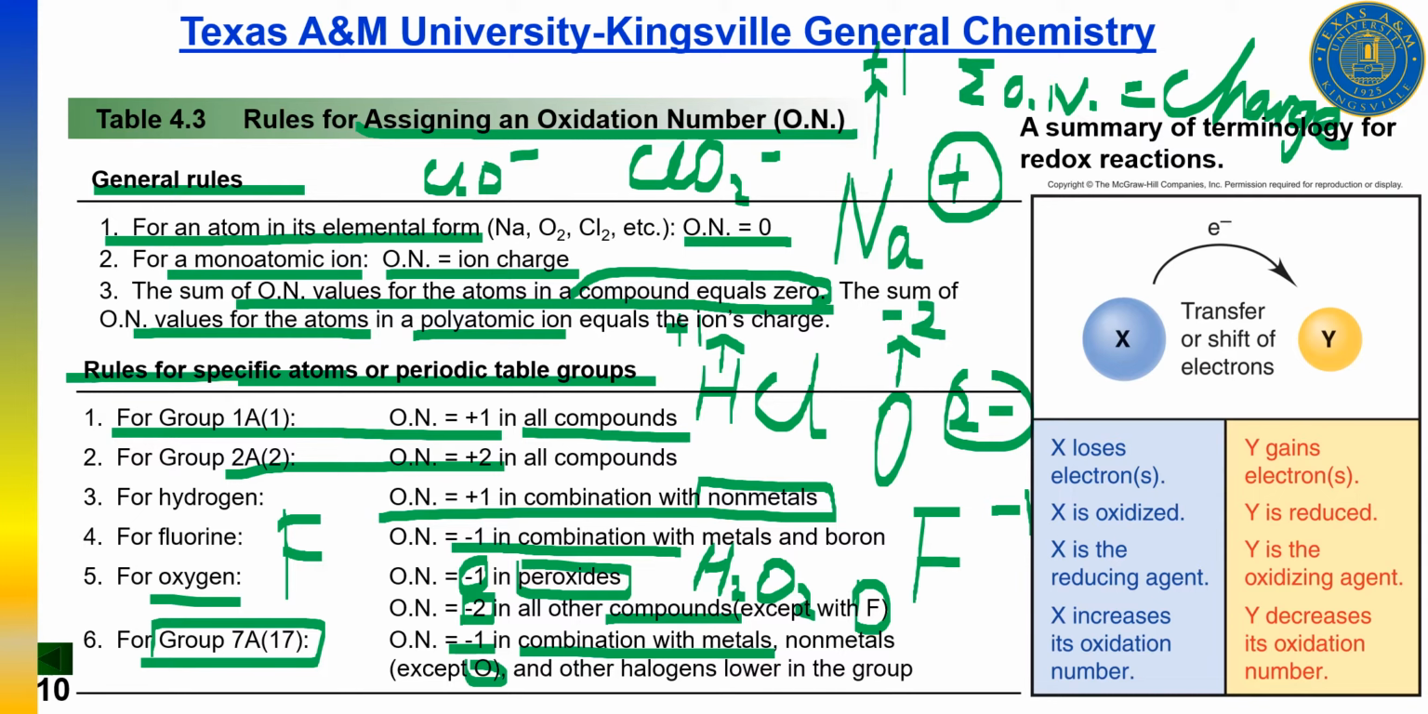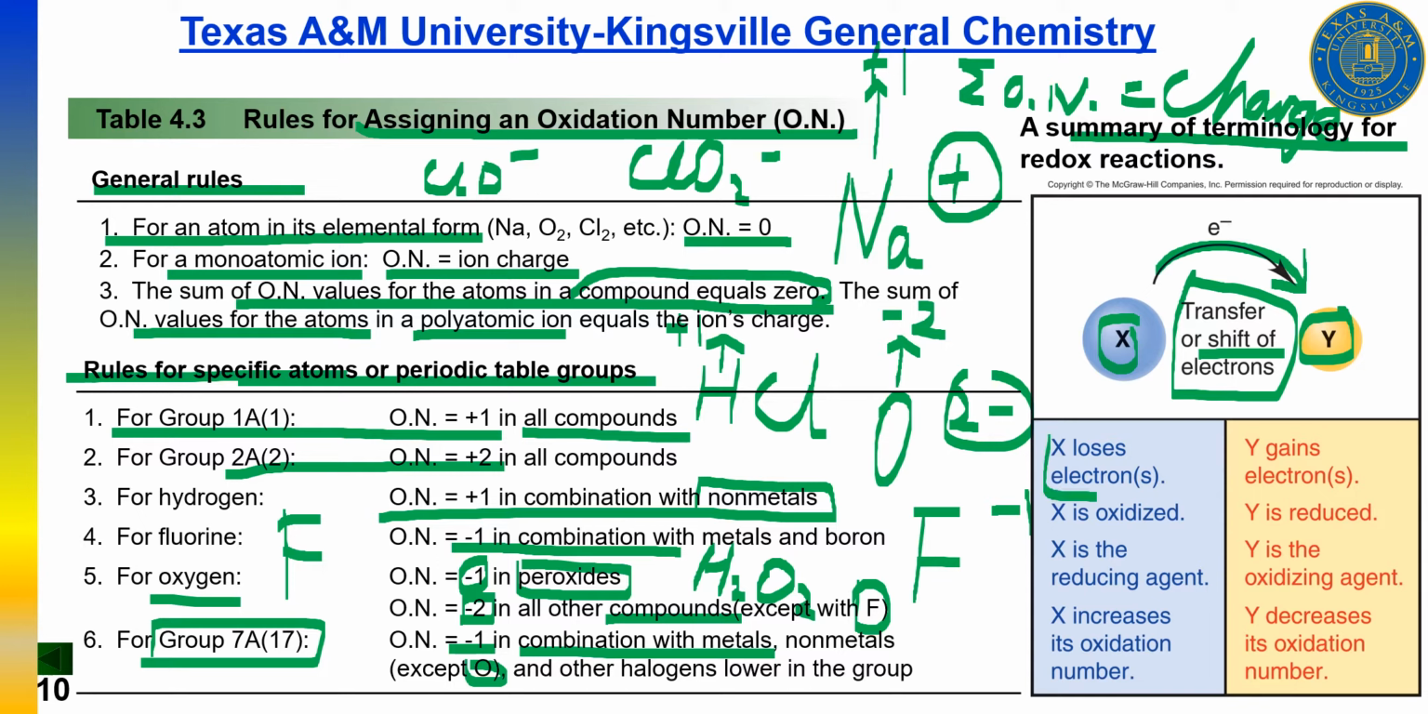In terms of the terminology of your redox reaction, I want to show you this summary of the terminology for the redox reaction. Point 1: if X is going to lose electrons, something else, Y, must gain electrons. This is considered a transfer of electrons if you have metal and non-metal; otherwise, two nonmetals are involved in the shift or sharing of electrons.